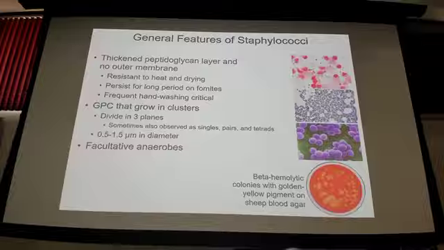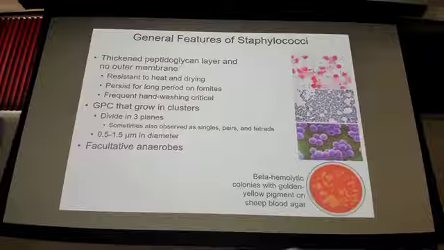They are also facultative anaerobes. What does that mean? Facultative anaerobes? Someone. Yeah, can survive in the presence or absence of oxygen. Because of that, they can survive either on your skin or in deep tissue infections, anaerobic environments like that.